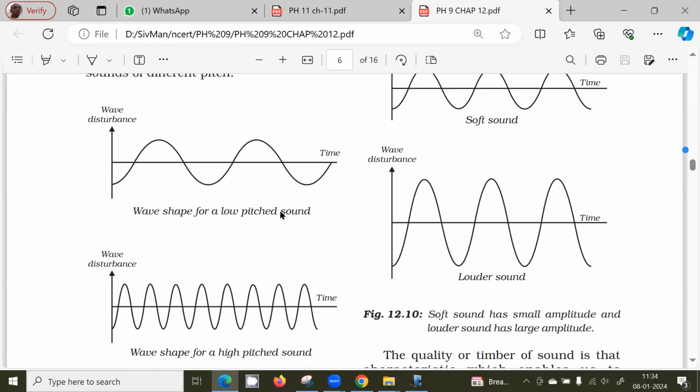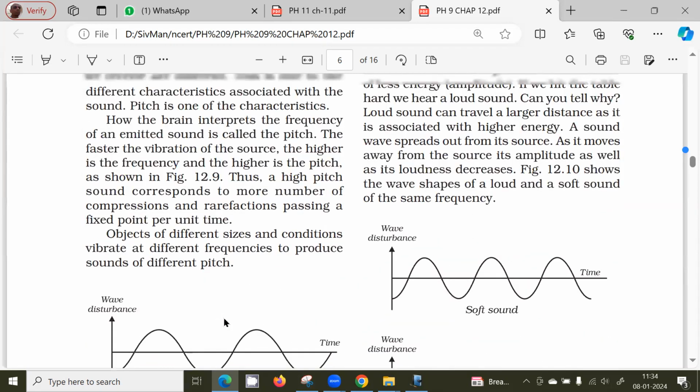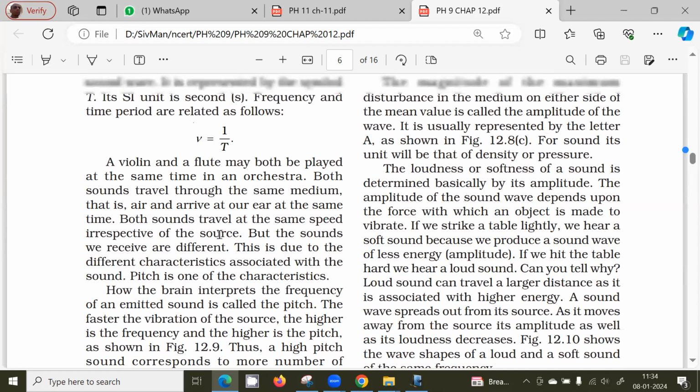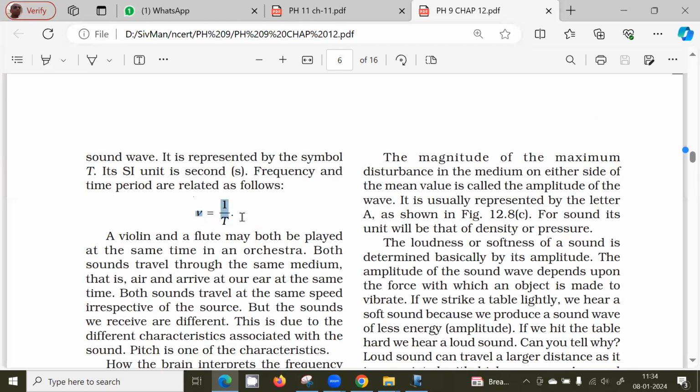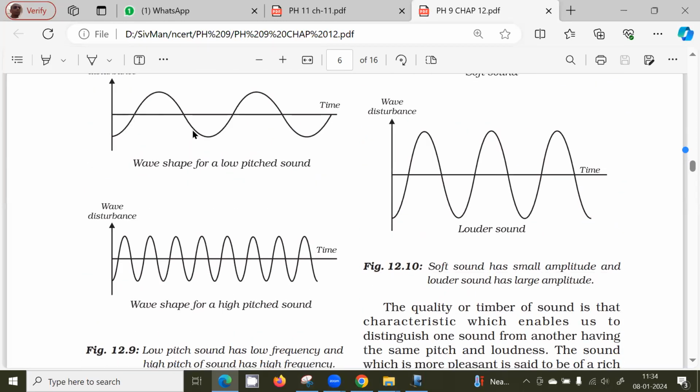Frequency is also called pitch. Pitch is the same as frequency. So this is low pitch, this is high pitch. And frequency is 1 by the time period. The time period is from here to here. Here the time period is from here to here. So the time period is short here. Frequency is 1 by time period, so this is a higher frequency.